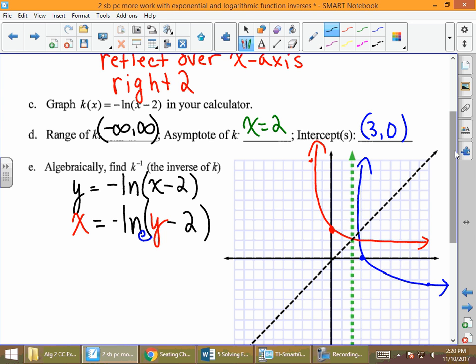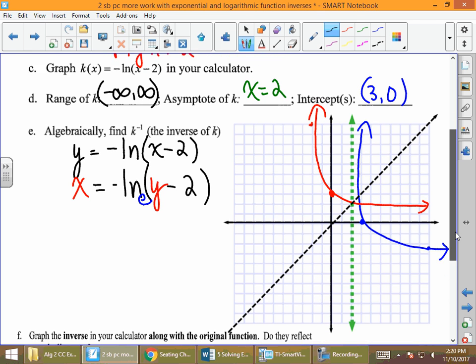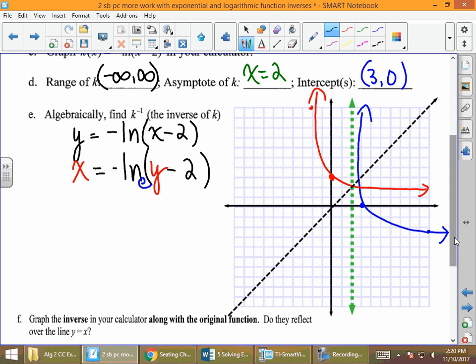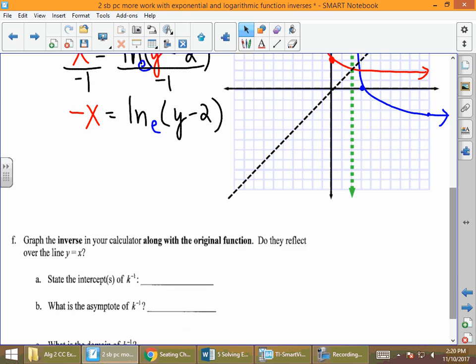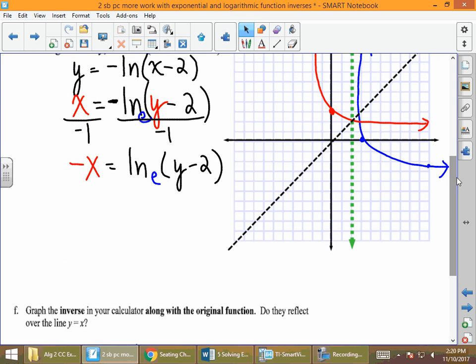And like the last problem, we need to isolate the logarithm in order to convert it to an exponential. It's a little tricky here, but we need to deal with that negative. We're going to divide this side by negative 1 and this side by negative 1, and we end up with negative x equals natural log of e, and then y minus 2. If we can get the base written in there and the logarithm isolated, then we can come up with the rest of what we need for our inverse.